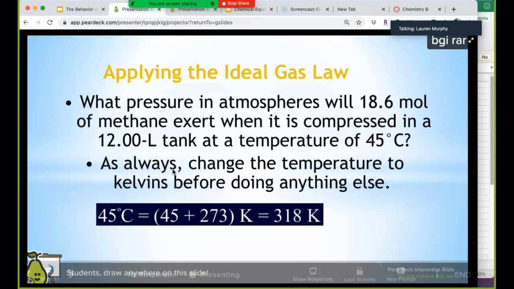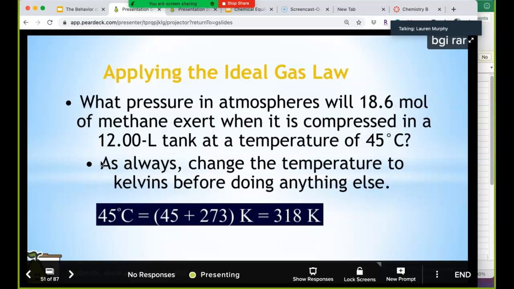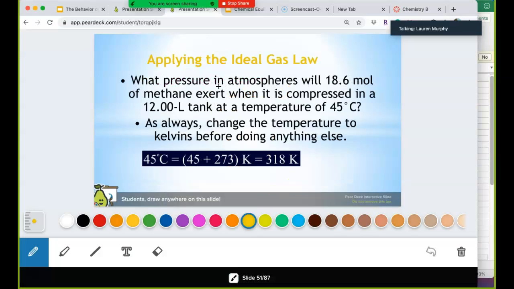So we'll practice. Now, this says what pressure, and then they say in atmospheres. This is important because they tell you what unit they want the pressure in. And then they give you 18.6 moles. What does mole represent? n. The letter that represents moles is n. And then it says it's methane gas and it's compressed in a 12-liter tank. So that's volume. And I gave you temperature, T.